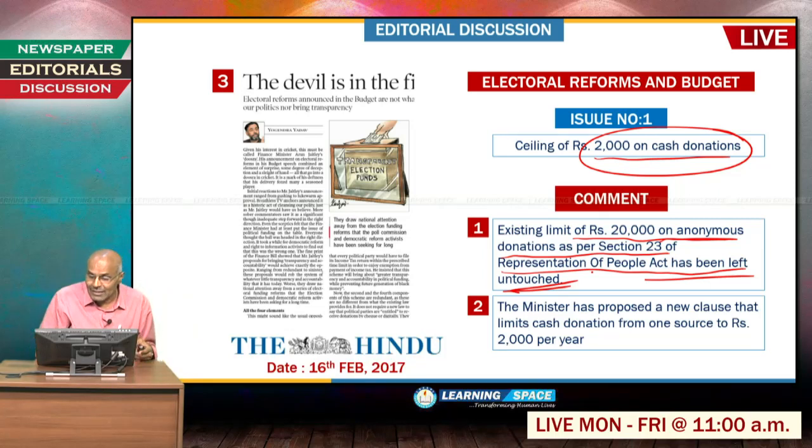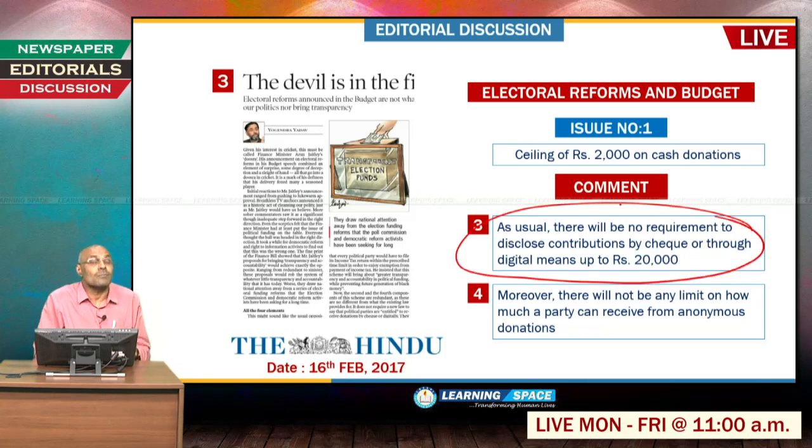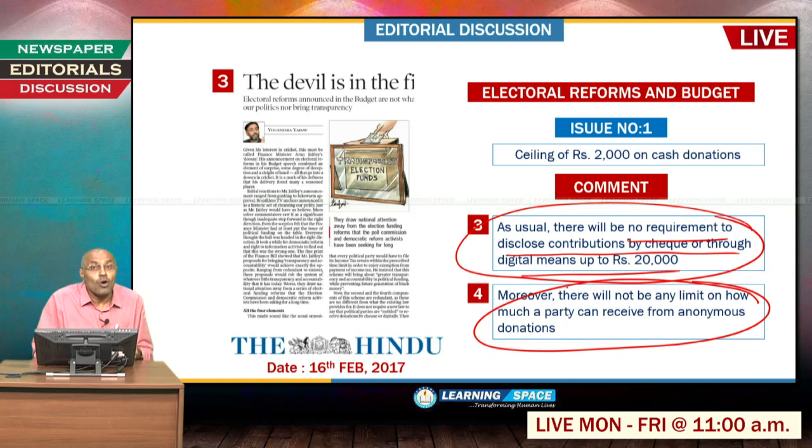Then the minister has proposed a new clause that limits cash donation, as I have already told you, and as usual there is no requirement to disclose contributions up to 20,000. Though the cash donation is limited to 2,000, the clause pertaining to no requirement of disclosure up to 20,000 is left untouched. So, there will not be any limit on how much a party can receive in anonymous donations. So, there is no reform at all as per this article.